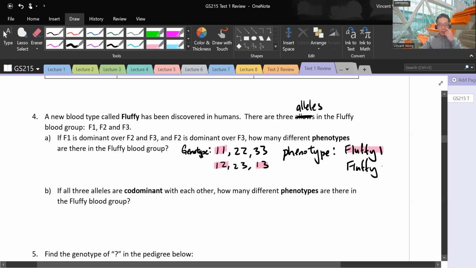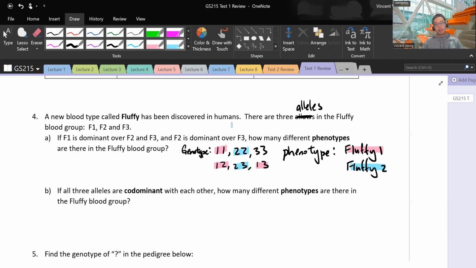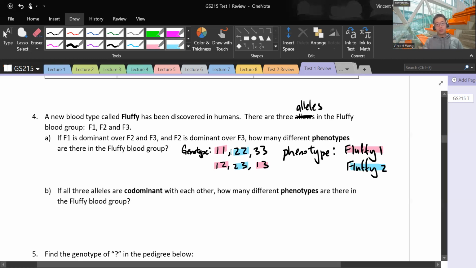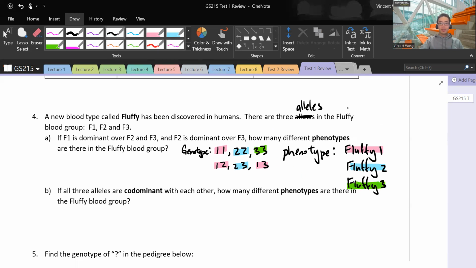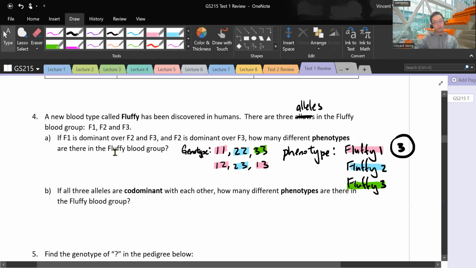And for fluffy 2, it will be F2 F2 or F2 F3, because F2 is dominant over F3, right? Dominant means it will always be expressed, right? And the one that is recessive is not going to show up. And so the only way to have a phenotype of fluffy 3 is F3 F3. So the answer is 3. 3 phenotypes here. Does that make sense? Do we have any questions here for 4A?